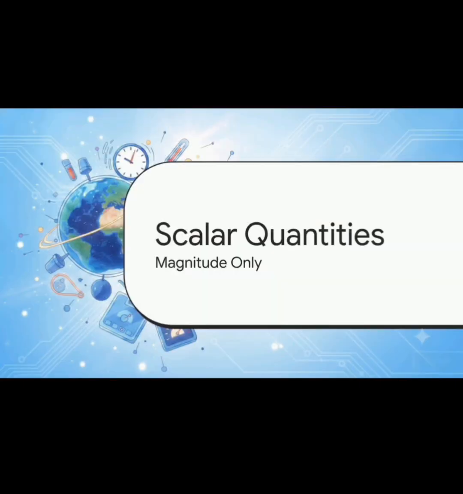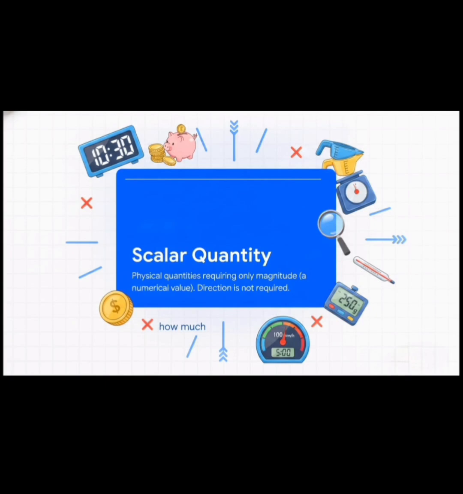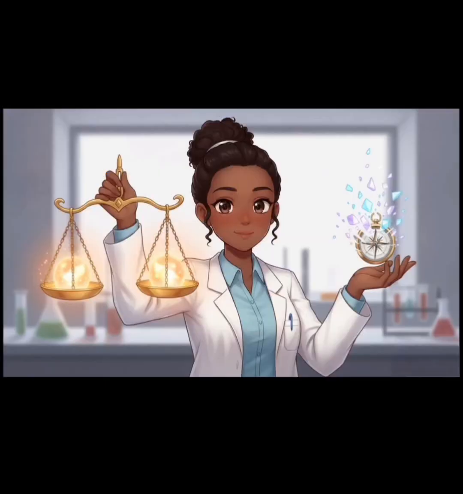Scalar quantities, magnitude only. A scalar quantity is defined as physical quantities that require only magnitude, which is a numerical value. And the absolute key phrase here follows right below that: direction is not required. Scalars are all about the how much or the how big. They're just pure values. They really don't care about the which way. The crucial point is that when you're dealing with a scalar, once you have the number, boom, you have the complete picture of that measurement. Adding a direction to a scalar wouldn't just be unnecessary, it would actually be total nonsense.